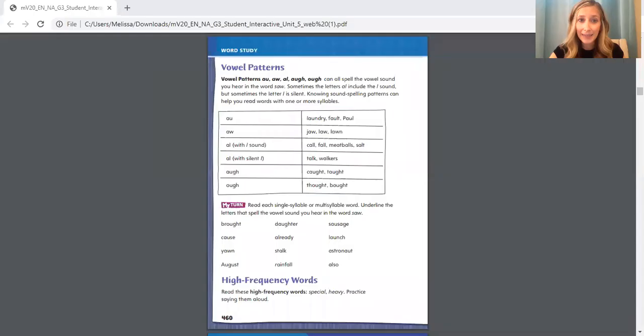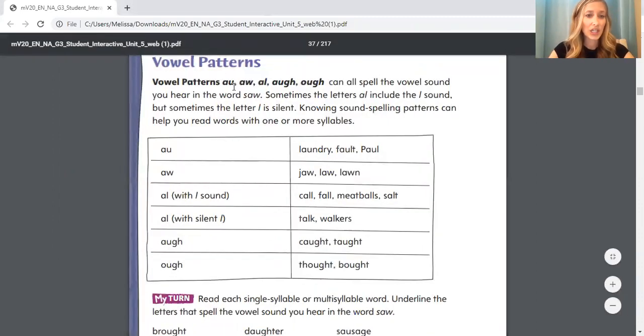Again, we are going to begin on page 460 with vowel patterns. I'm going to go ahead and read this to you. It says vowel patterns. A-U, A-W, A-L, A-U-G-H, and O-U-G-H can all spell the vowel sound you hear in the word saw. You hear that ah sound. Sometimes the letters A-L include the L sound, but sometimes the letter L is silent. Knowing sound spelling patterns can help you to read the words that have one or more syllables.